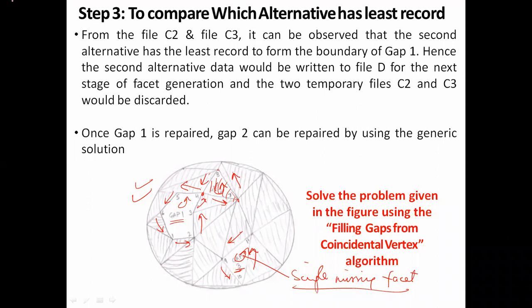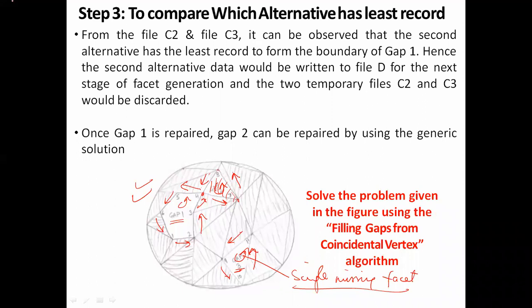and correct that gap. Once the gap has been filled up, whatever remains has to be filled up last. Now once you are selecting the edges, you have to select the option which has got the least number of edges to be filled up first. If there is a gap which is completely independent of the coincidental vertex, then that gap has to be filled up using the missing facet algorithm.